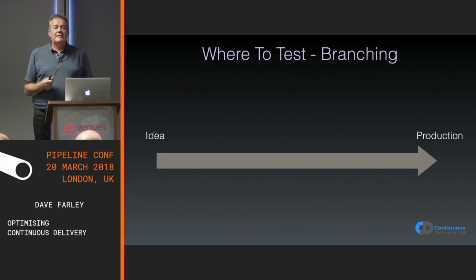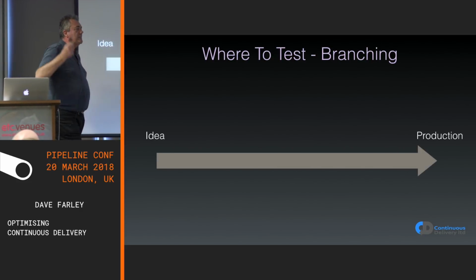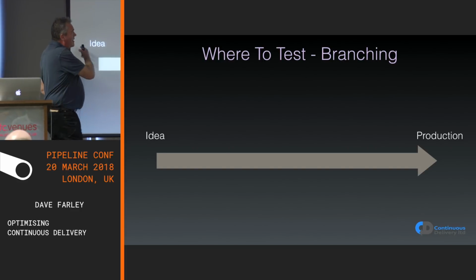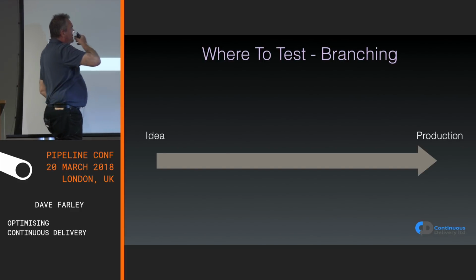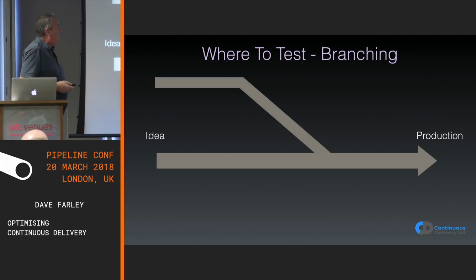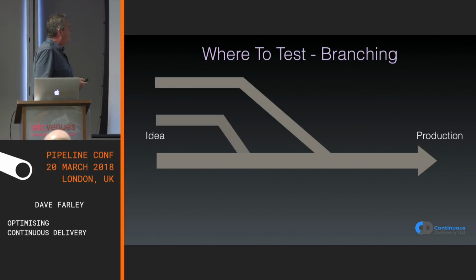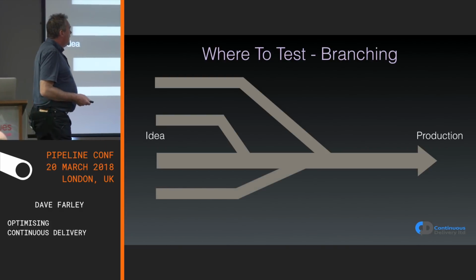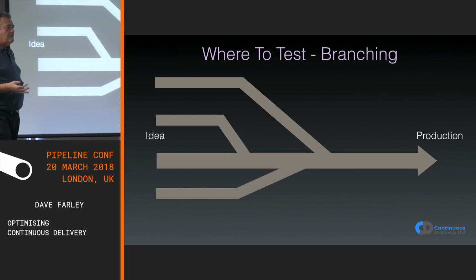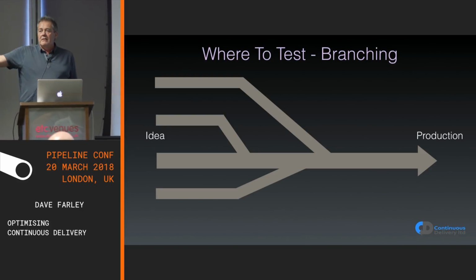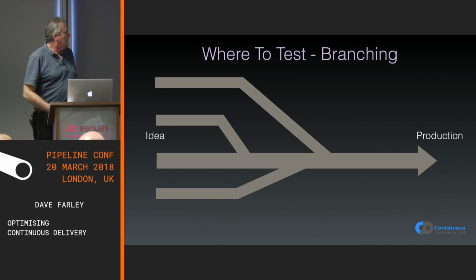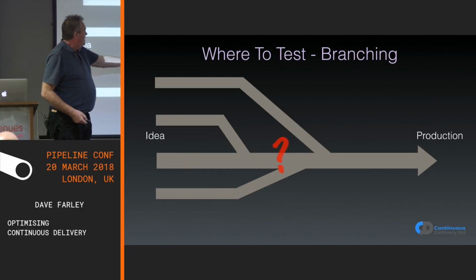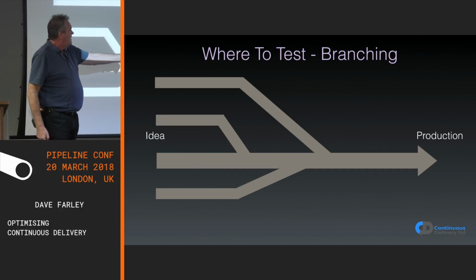Next, where to test. Where do we want to test in terms of our development strategy? What about branching and all those sorts of things? So we've got our idea, and we want to get our idea into production. And commonly these days, we think about ideas like feature branching. We're going to create these different branches of development. And if we've got a model like that, where does it make sense for us to apply our testing? So we could do some testing here, we could do some here, or we could do some there.